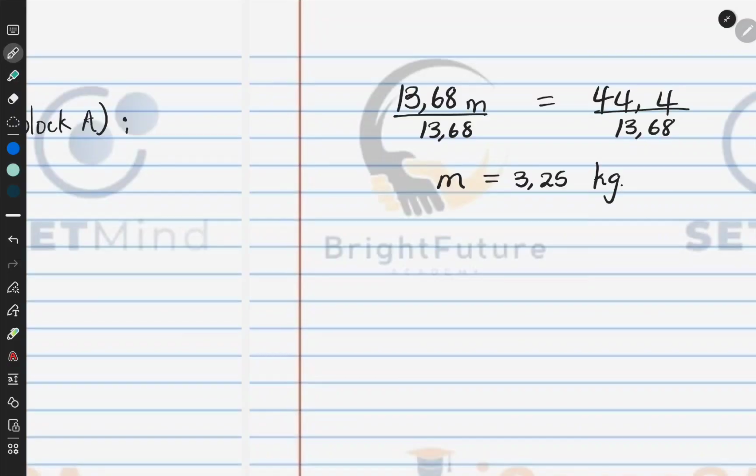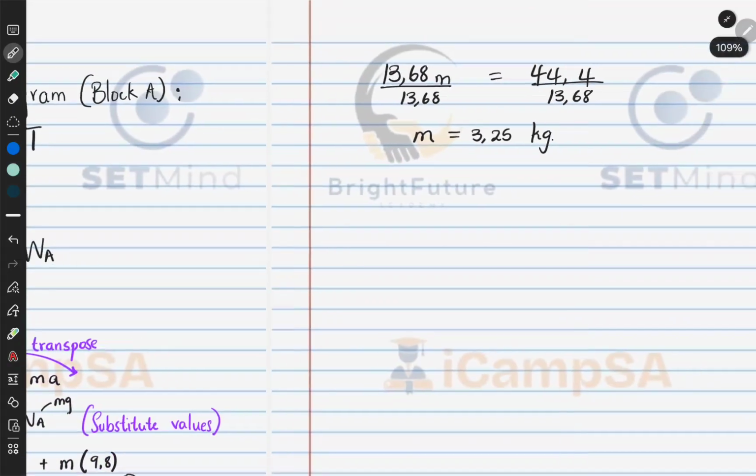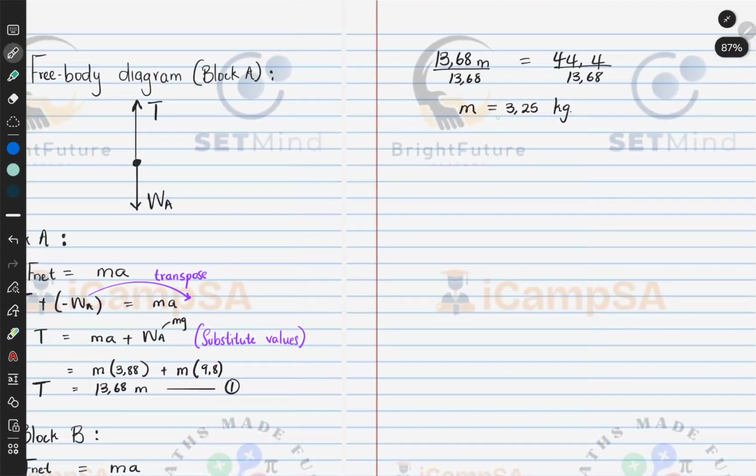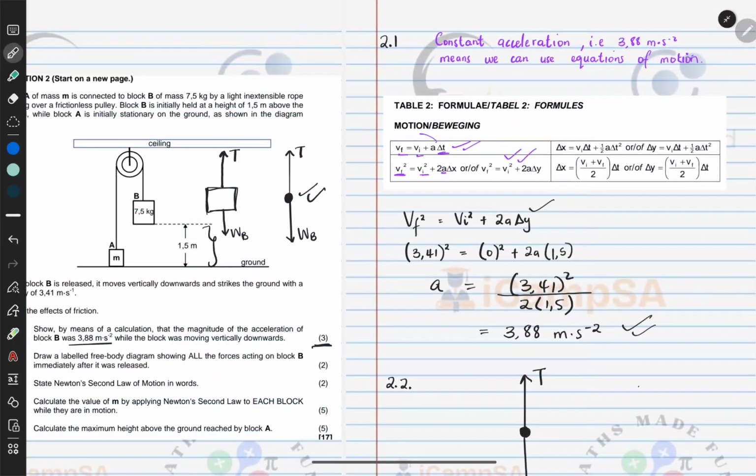Even from the diagram, it was literally implied that this block is smaller than block B. So this is the mass of block A. That's our answer, okay? So we are fine now. Let's check the following question.